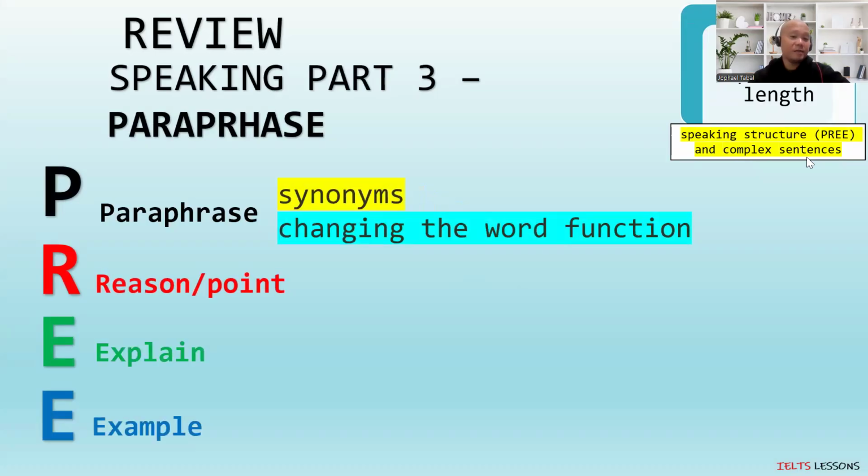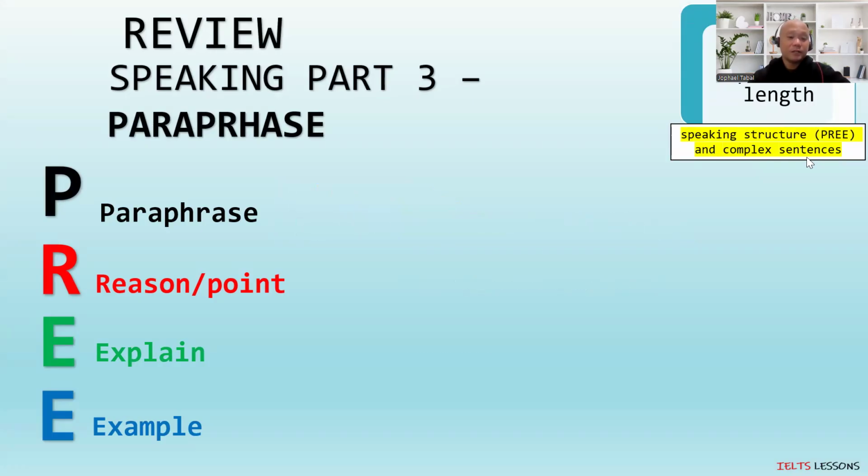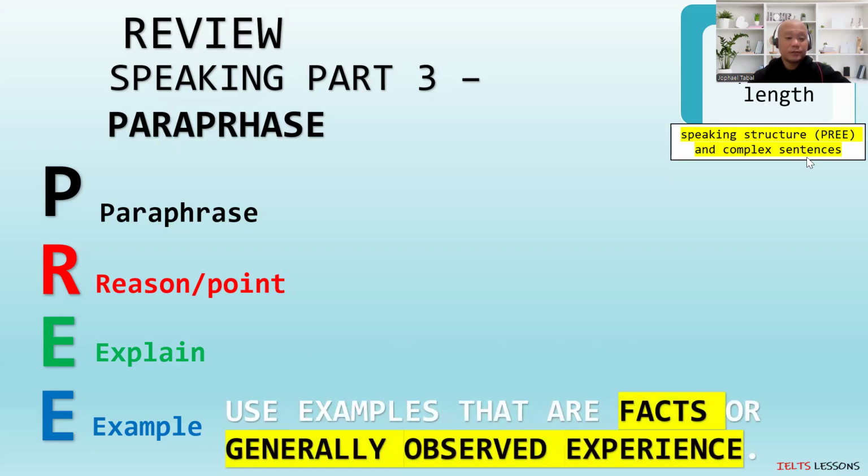Now, when we say paraphrase, that means using synonyms or changing the word function. Then, followed by giving a reason or point, explaining that reason or point, and giving an example. Now, there must be a warning here: the example is optional. What is most important here is the explanation, to give an explanation to the point or reason. And for using examples, it is essential to use facts or generally observed experiences. So that means personal experiences shouldn't be used.